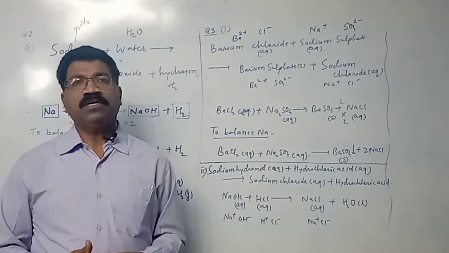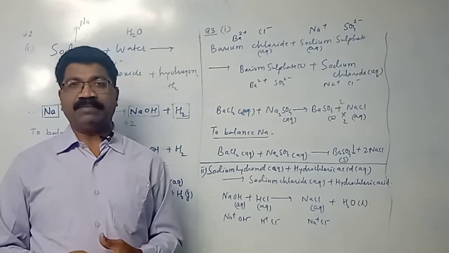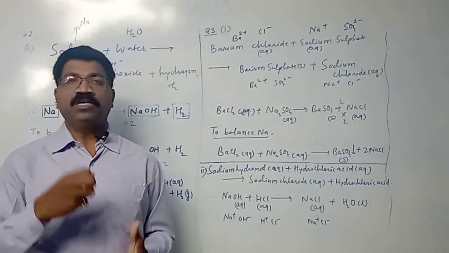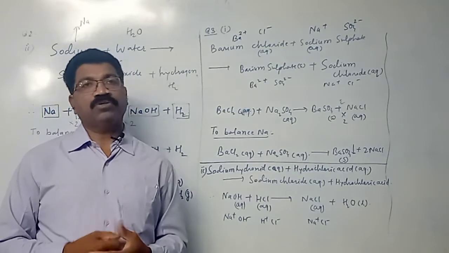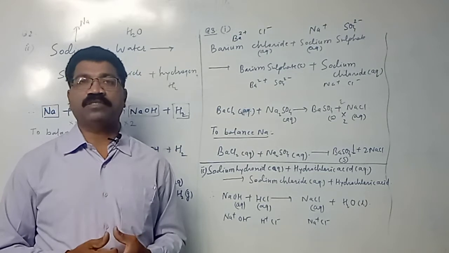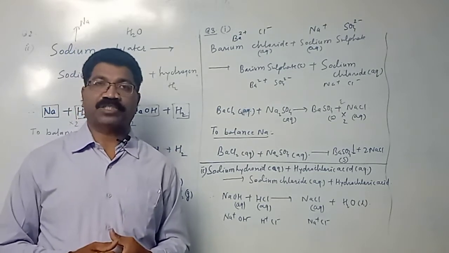Then we have seen the example of magnesium and oxygen. When a clean magnesium ribbon is burnt in air, what happens? Magnesium oxide is produced. So what is the reaction? 2Mg + O2 gives us 2MgO. So this is an example of a chemical reaction.